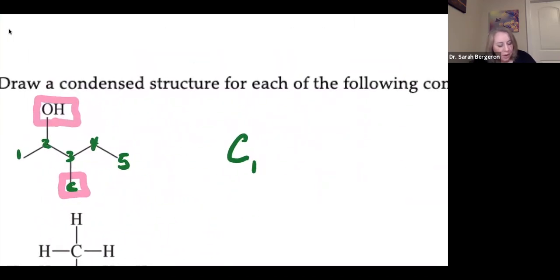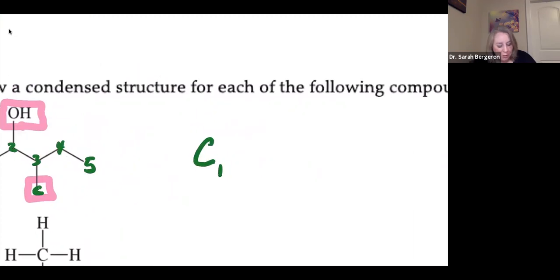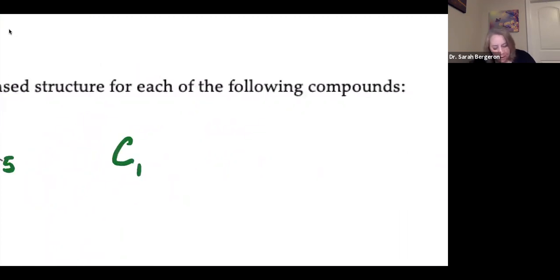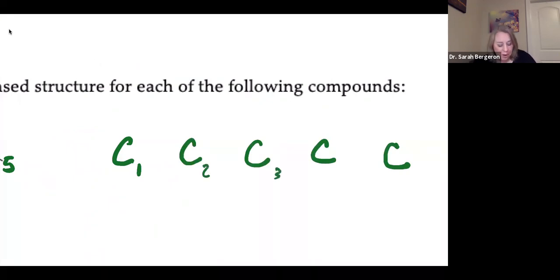Okay, so I've got to go 5 carbons in a row. Let me do that. And what am I drawing? I'm drawing condensed. So 1, 2, 3, 4, 5. I'm not doing Lewis structure. Lewis structure is different. I'm doing condensed. So this is 1, 2, 3, 4, 5, right?